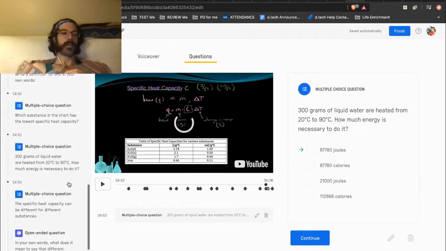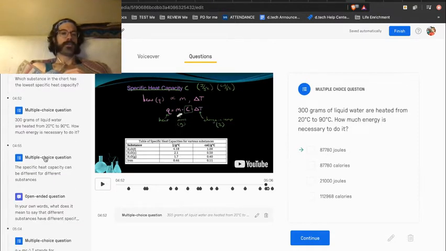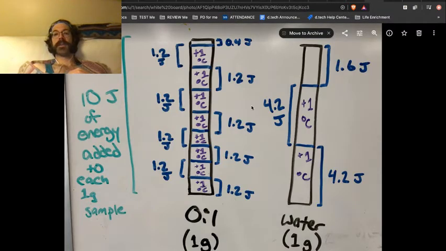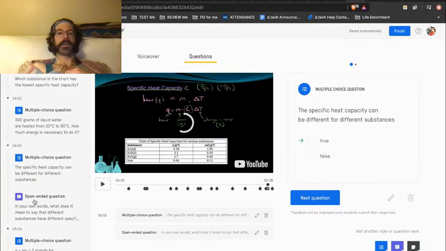The specific heat capacity can be different for different substances. That is true, and we know that because these numbers are different. Think back to our visual back here. When these numbers are different, it means that it requires a different amount of energy to heat up 1 gram by 1 degree Celsius.